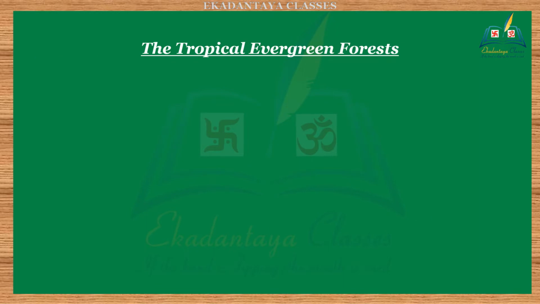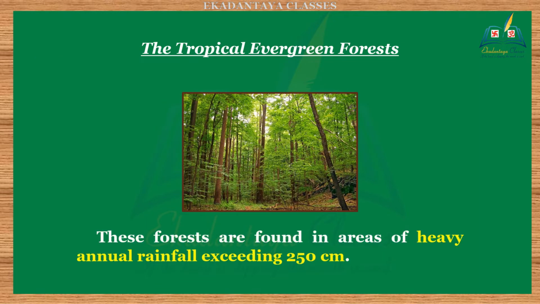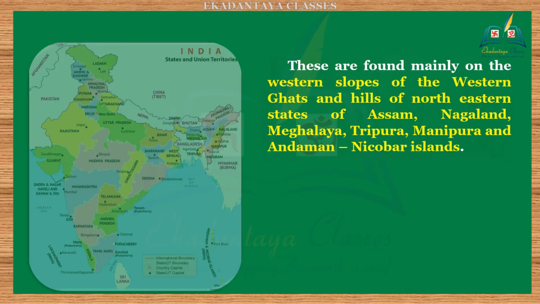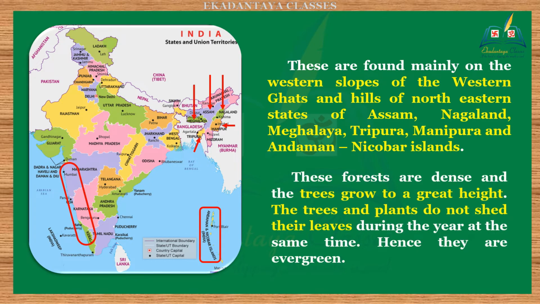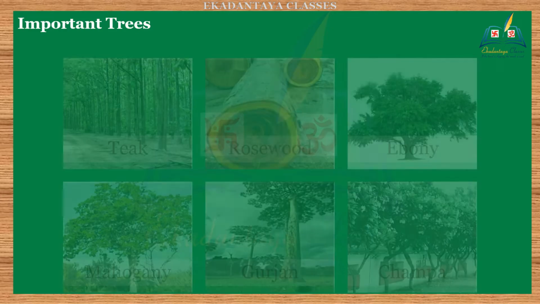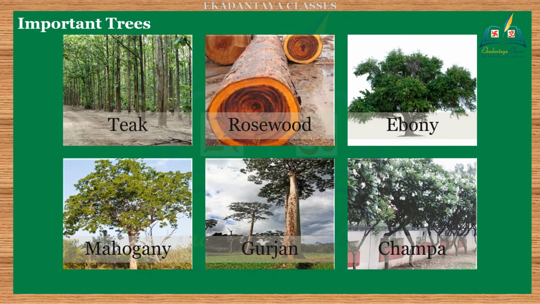The tropical evergreen forests. These forests are found in areas of heavy annual rainfall exceeding 250 centimeters. They are found mainly on the western slopes of the Western Ghats and hills of northeastern states of Assam, Nagaland, Meghalaya, Tripura, Manipur and Andaman and Nicobar Islands. These forests are dense and the trees grow to a great height. The trees and plants do not shed their leaves at the same time during the year. Hence they are evergreen. The important trees are teak, rosewood, ebony, mahogany, gurjan and champa.